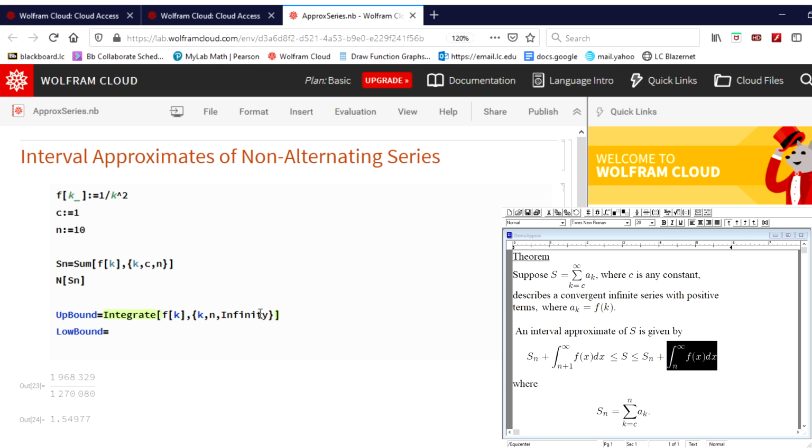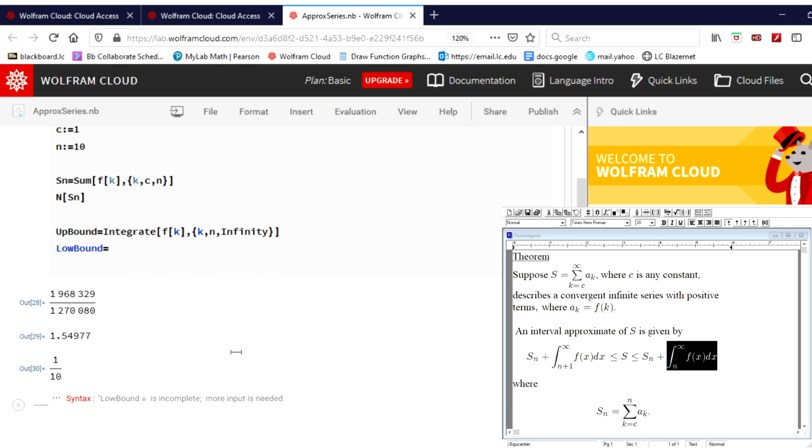Now, I will tell you, this is an improper integral that we're calculating, and Mathematica doesn't like improper integrals. So you'll notice if I hit enter here, it does give me the value 1/10, but it will at times also give us an error message. So we really want to be careful here.